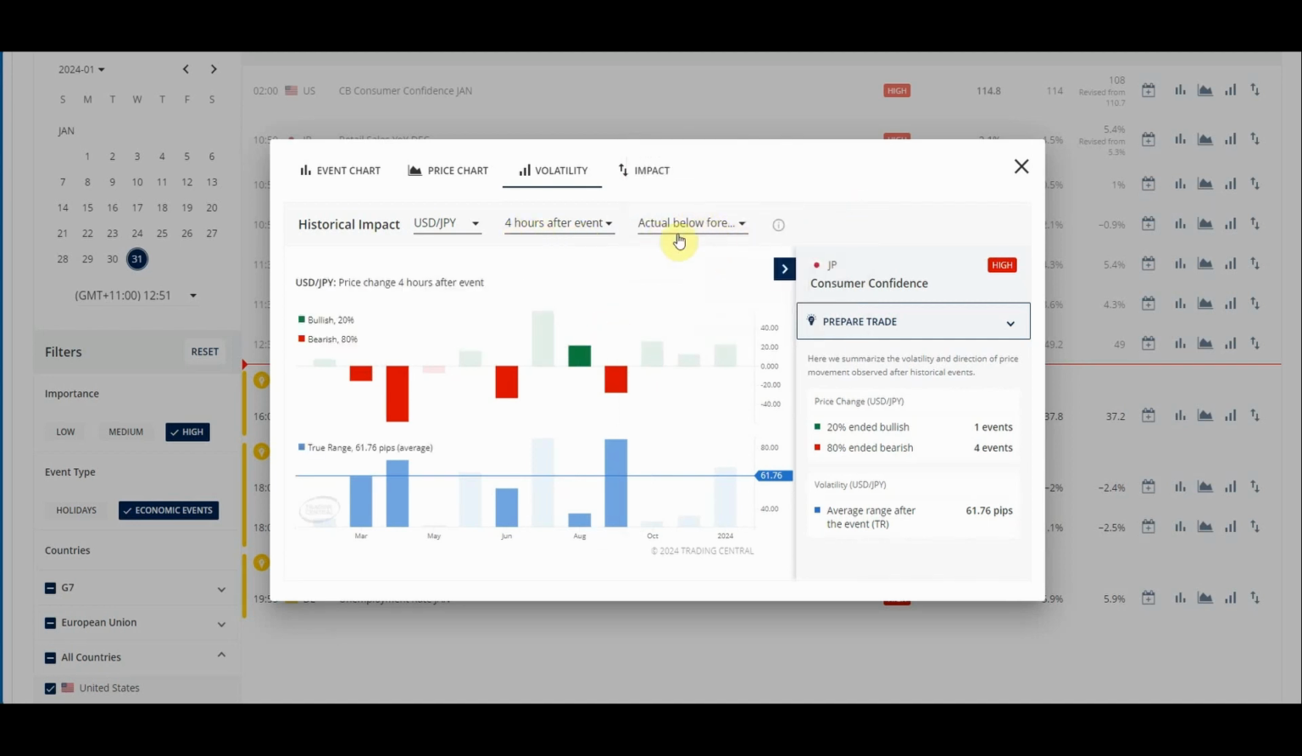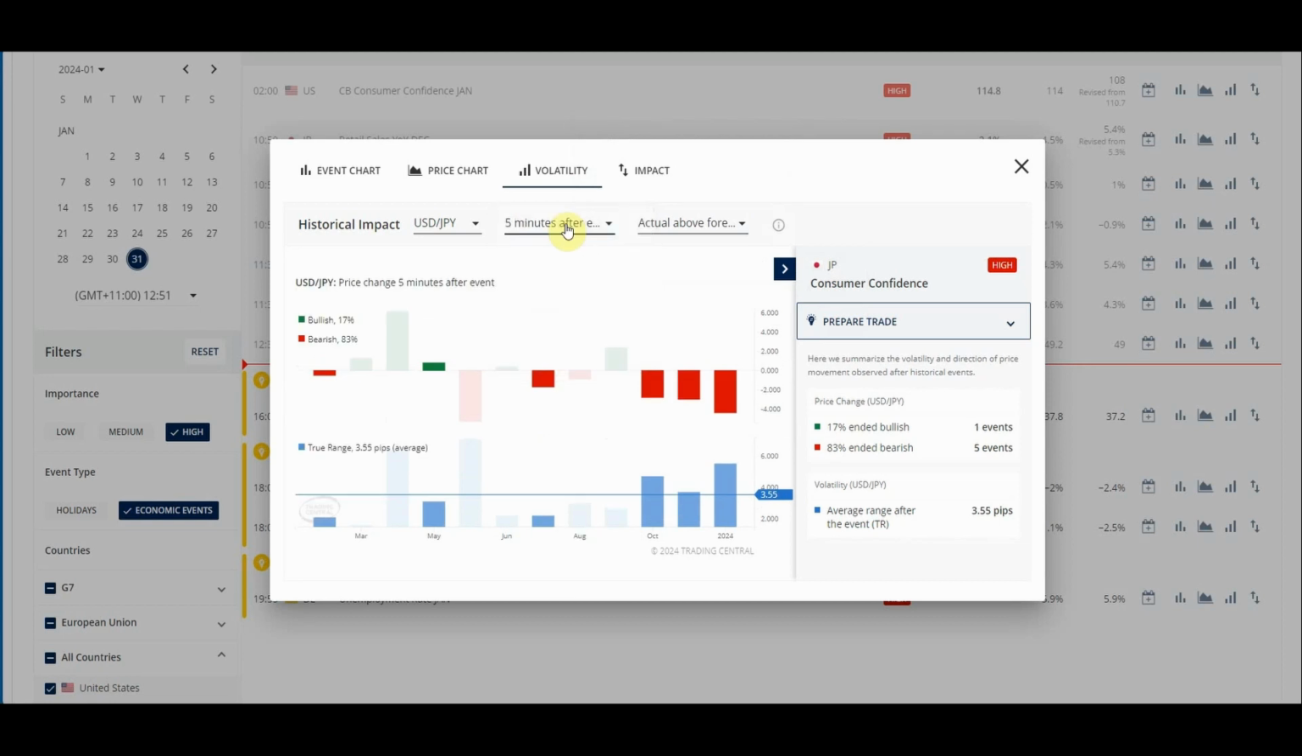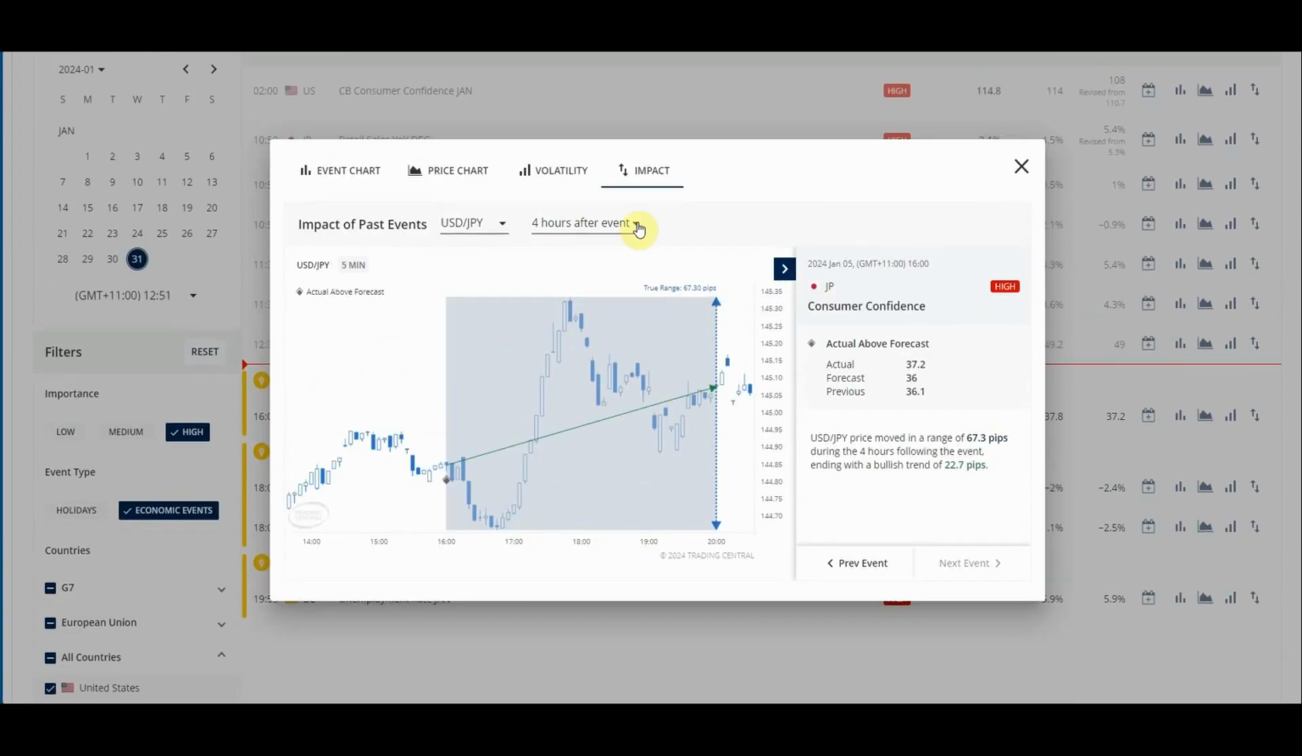So 4 hours after the event for below, we're looking as a general rule of thumb to go short. Actual above forecast as a general rule of thumb, we're looking to go long. And then you're using these other time frames to kind of map out a little bit more of an edge as you can find it. Now the impact chart, it's quite helpful because you actually see the bar chart and how it plays out. So you can see here the most recent event, it kind of came up, well it dropped, came up a little bit and then dropped further.